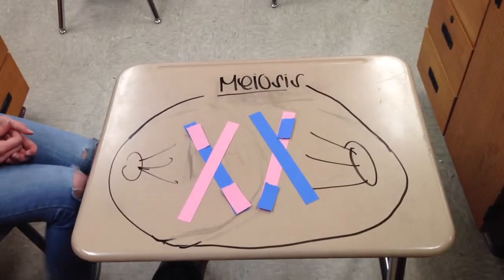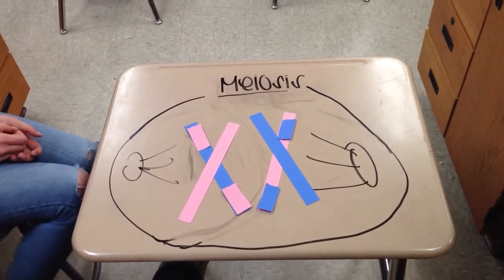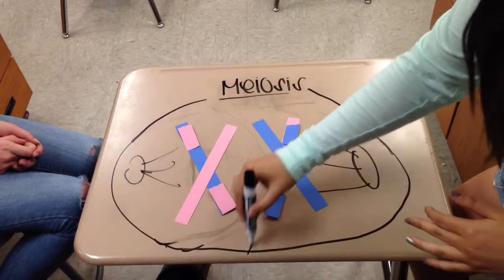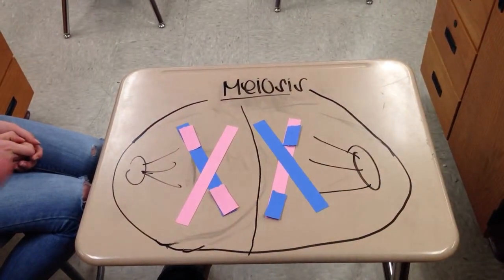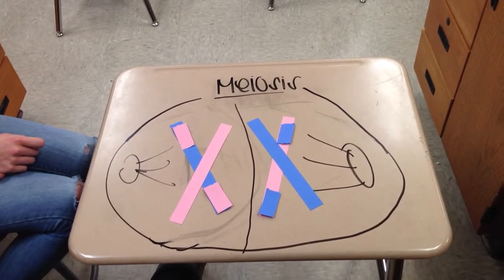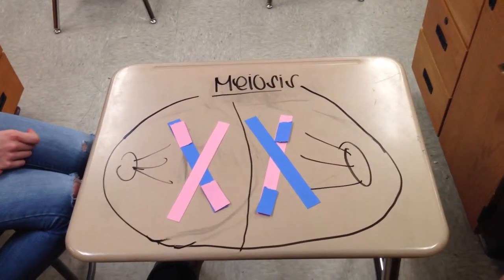The last step of meiosis 1 is when the cell finishes by dividing into two new cells. This step is known as telophase 1. In meiosis 2, prophase 2 begins with the new spindle fibers forming around the chromosomes.